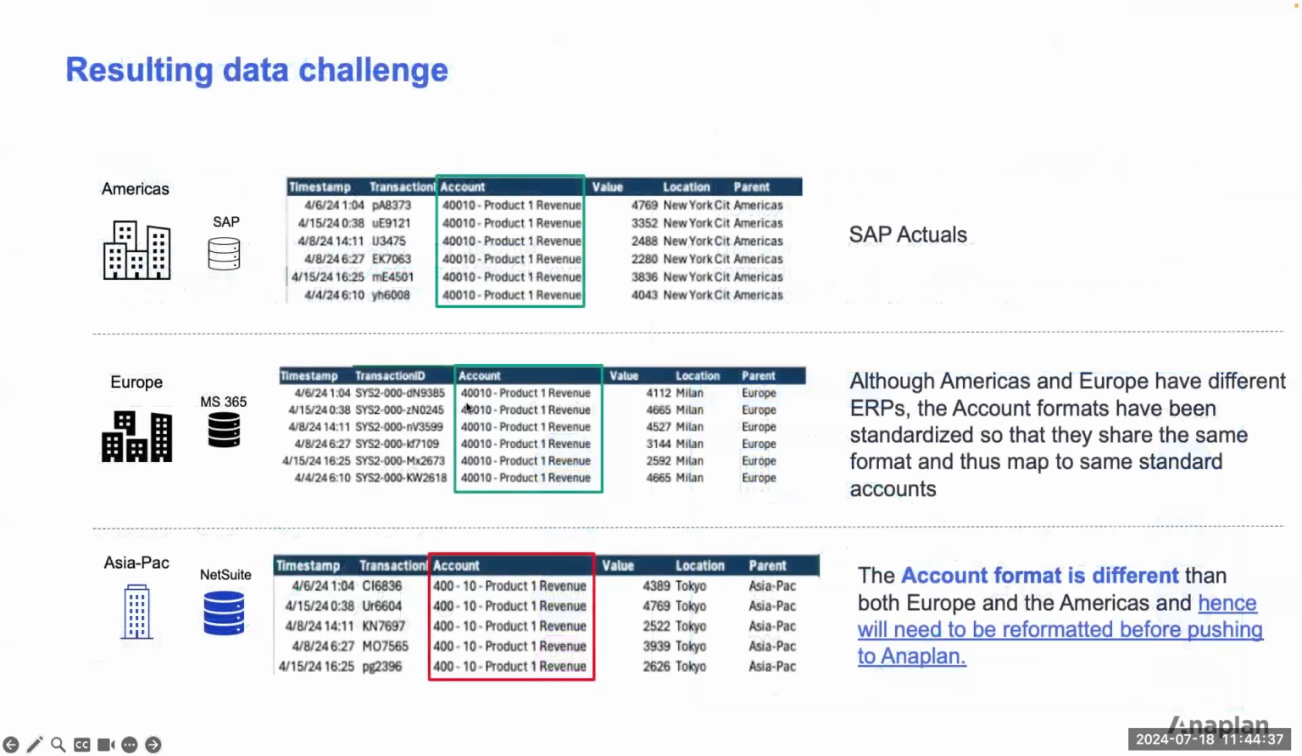So here's our problem with today. You can see here, the Americas as well as Europe, they have their chart of accounts standardized. They're all in the exact same format. But the problem is with Asia Pacific, it's in a different format. It hasn't been standardized. You can see the extra dash here, where we'll have to perform a transformation in order to get this into a good format to push into our models.